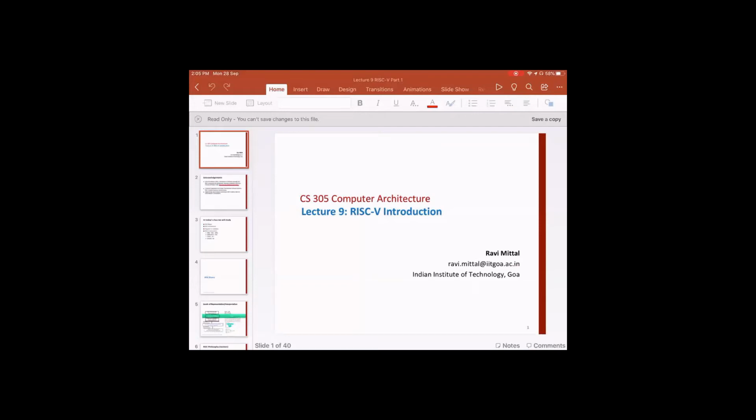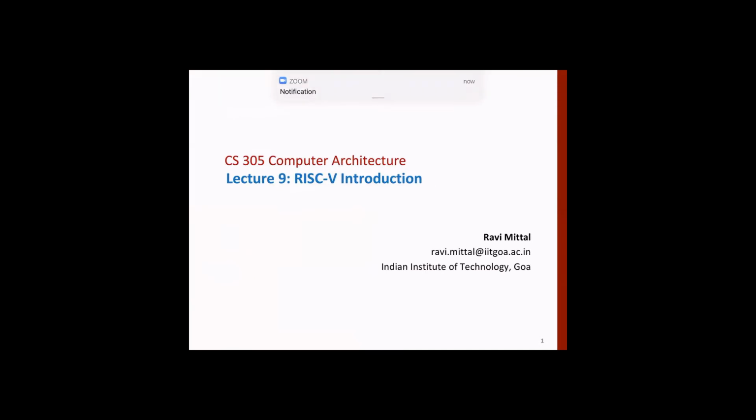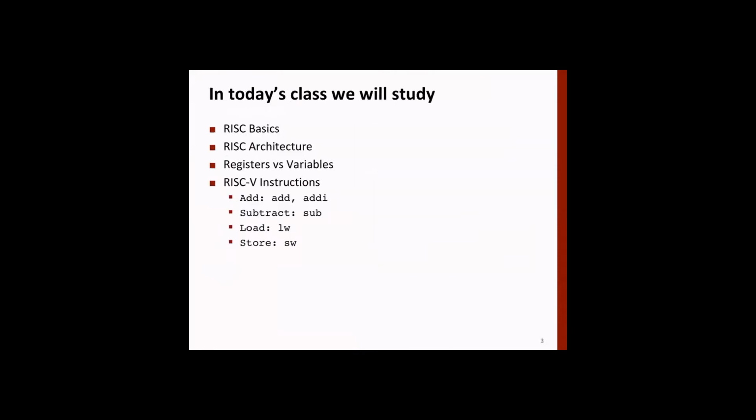RISC architecture. So we'll start from the start, and a lot of things we have already studied in the past. So we'll look at RISC basics, then we'll look at architecture, we'll look at registers versus variables, and then a few instructions we'll study today. And in the next 3 classes, we'll try to finish instruction set architecture for RISC-V, and then we'll have some assignments. I will give you a link for a simulator, and then we'll do assembly language programming.